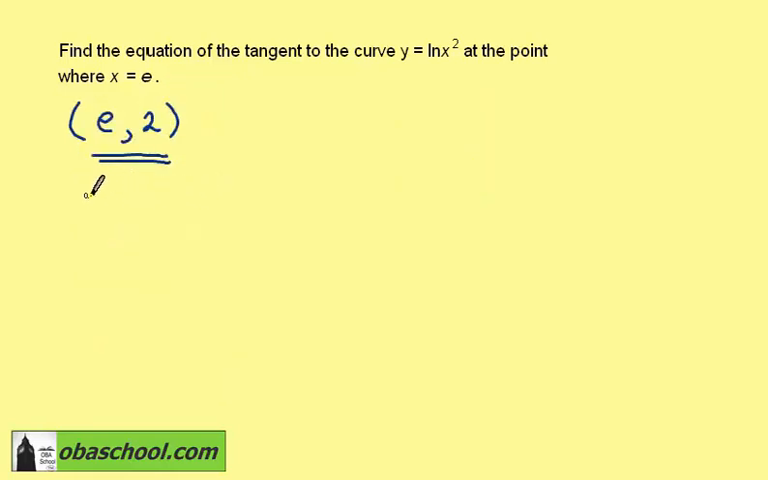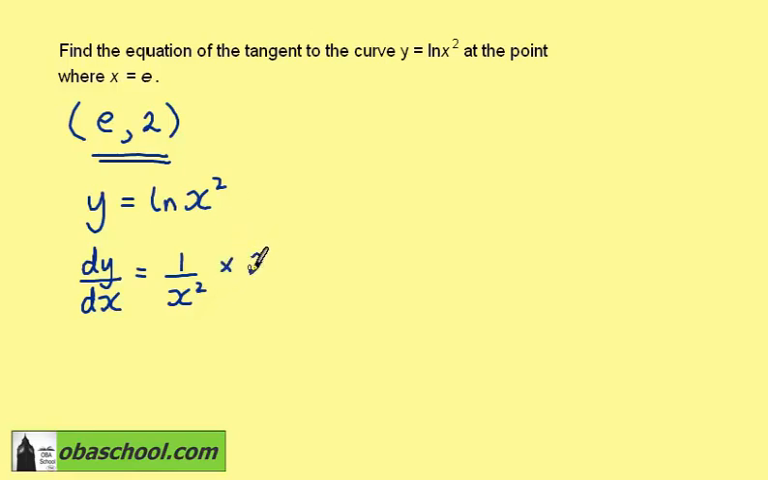We also need the gradient of the curve at this point. So we have y as the log of x squared, and we need to differentiate. We need to use the chain rule. The outside function is ln. If we differentiate ln x, we get 1 over x. So we start here with 1 over x squared, treating the inside function as if it's just x. But we then have to multiply by the differential of the inside function, which is 2x.